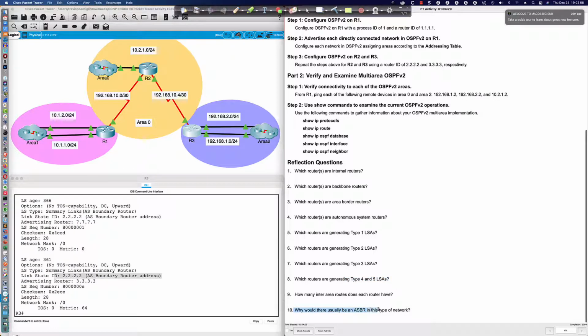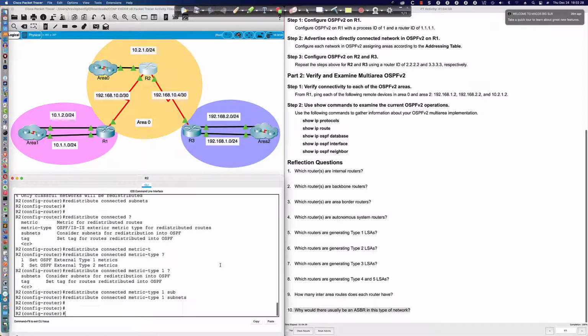And why would there usually be an ASBR in this network? We talked about 3 different reasons. One reason may be that you have an EIGRP domain here. Maybe you've got a connected network you need to advertise into OSPF on router 3, right? Or maybe you're connected to the internet on router 2.